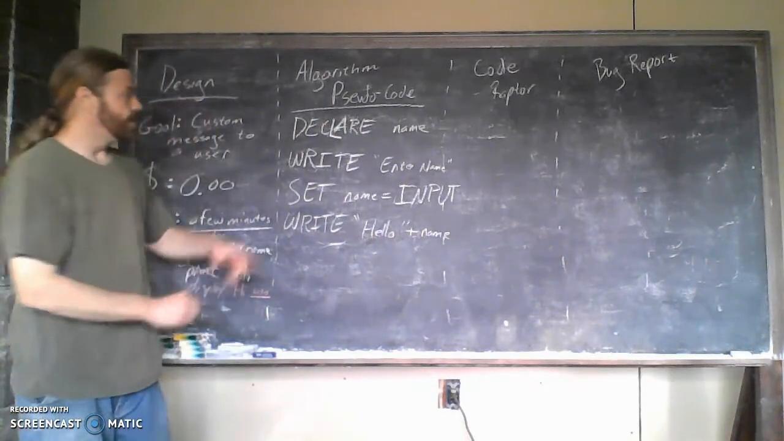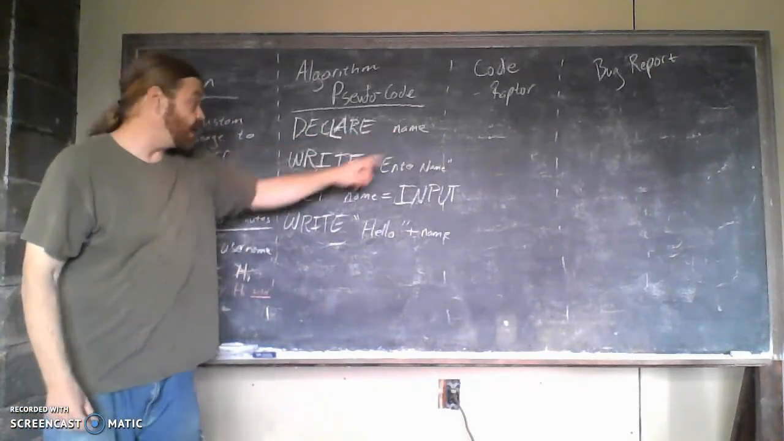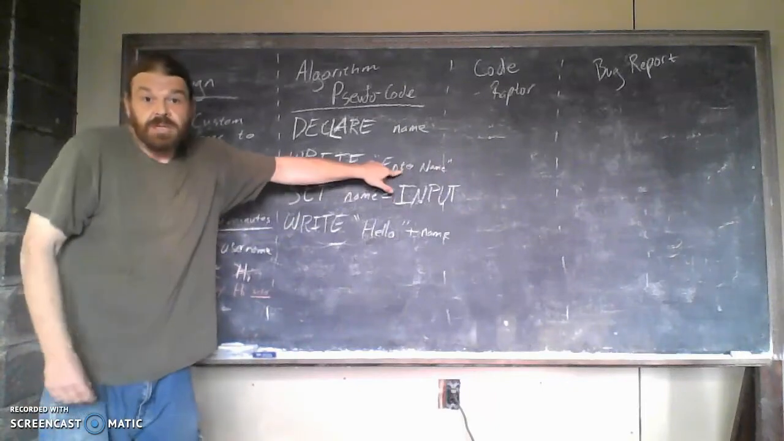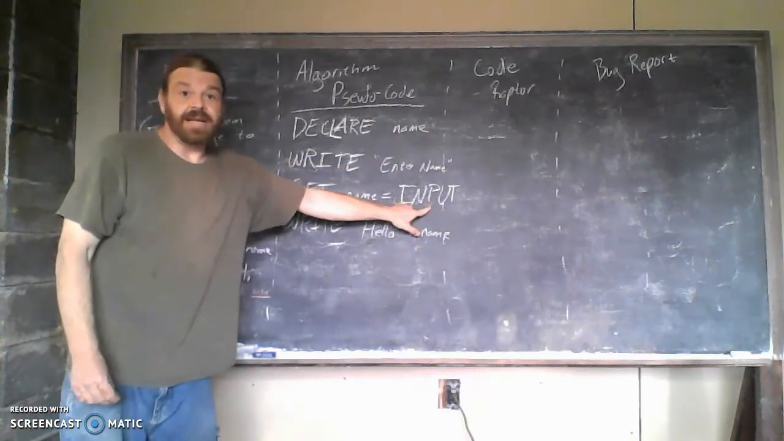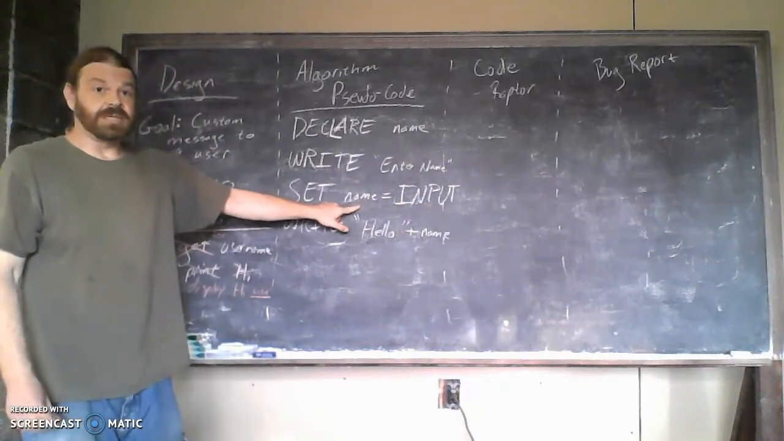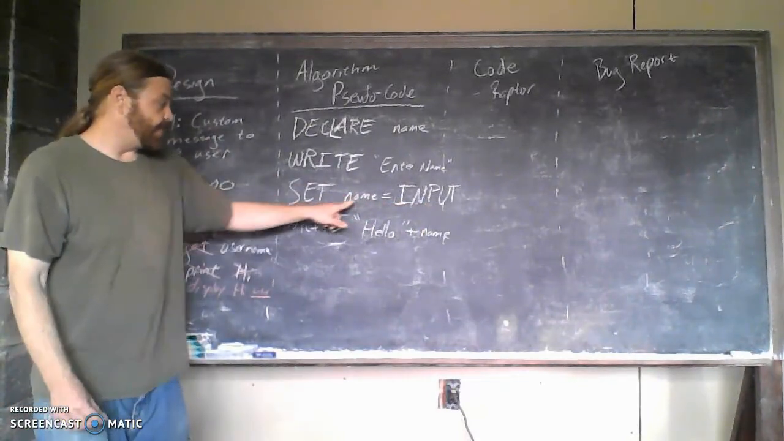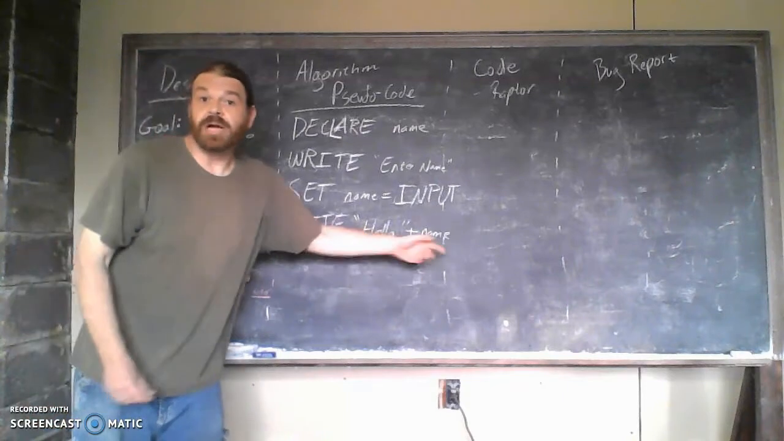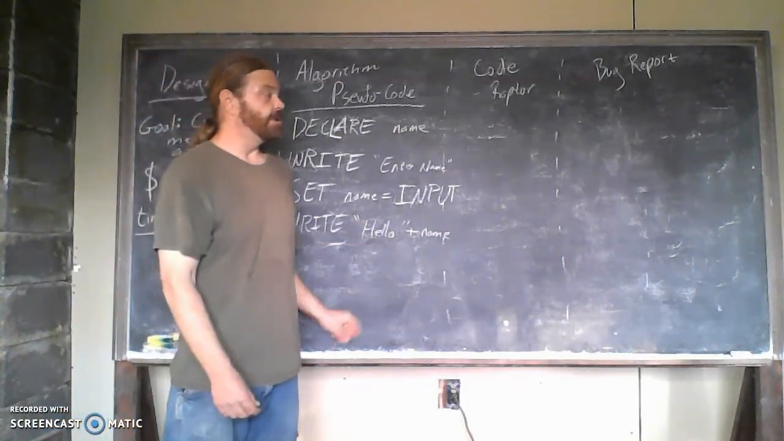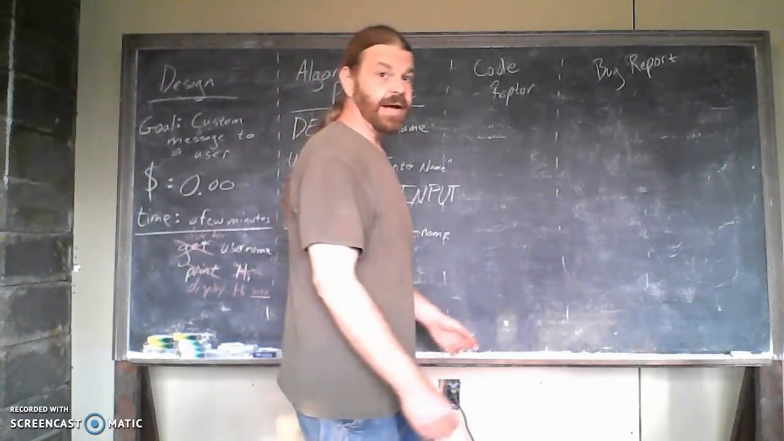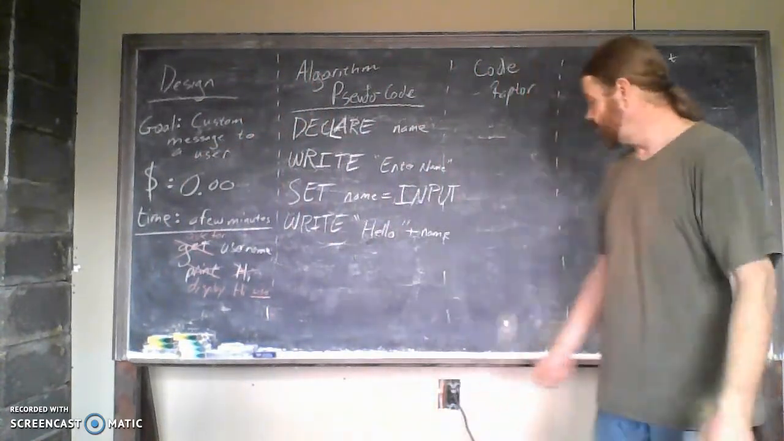We'll set a spot in memory for the username, throw up a prompt asking the user for their name. We'll take whatever they give us and assign it to that variable we set up, that spot in memory, and then we'll write a message. So that's our basic example. So let's go over and look at the code, and then we'll come back and talk about this a little bit more.